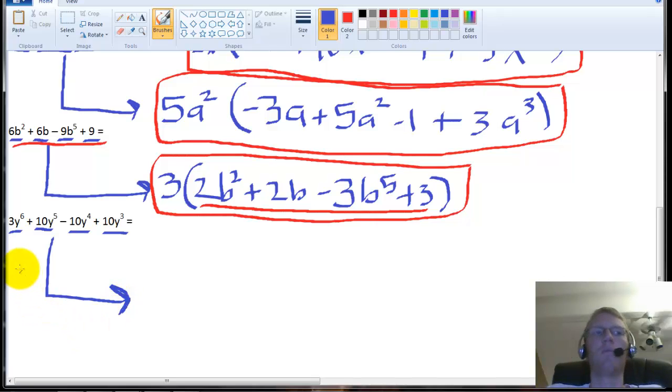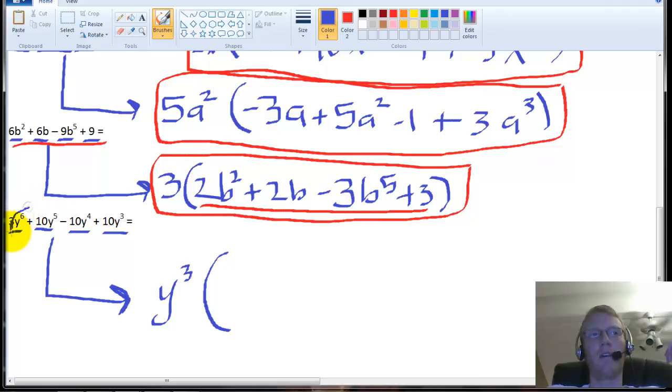Okay, now let's look at the variable. Y to the 6th, y to the 5th, y to the 4th, y to the 3rd. What's the largest thing they all have in common? It's y to the 3rd. It's the biggest thing that they all share. Okay, so what's left behind? I'm not dividing by any numbers, so all these numbers, the 3, the 10, the negative 10, and the positive 10, will stay the same. It's only the variable that I'm dividing out.